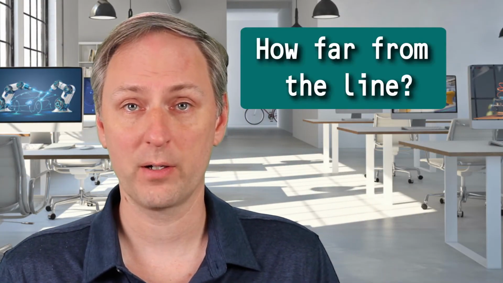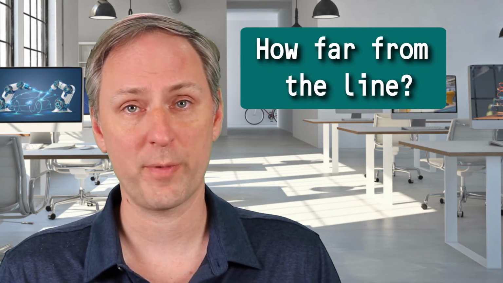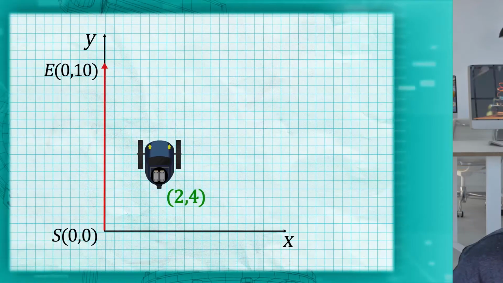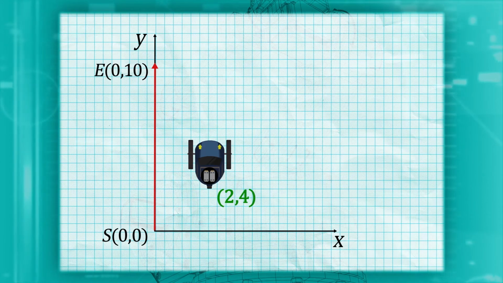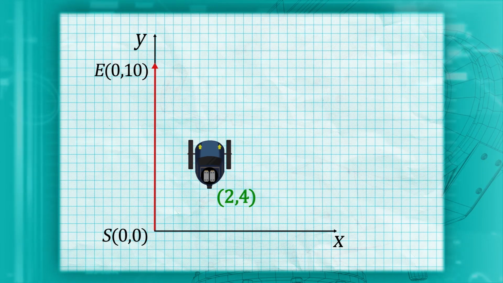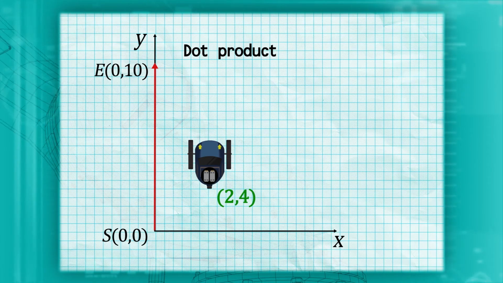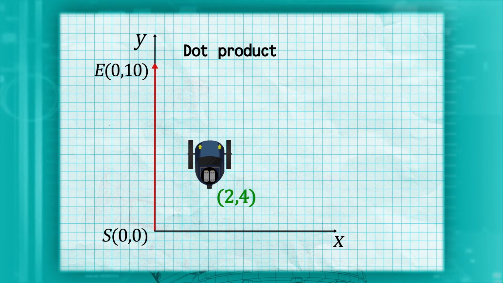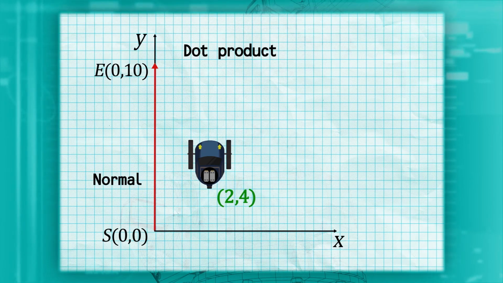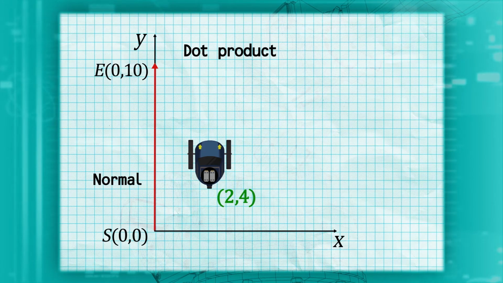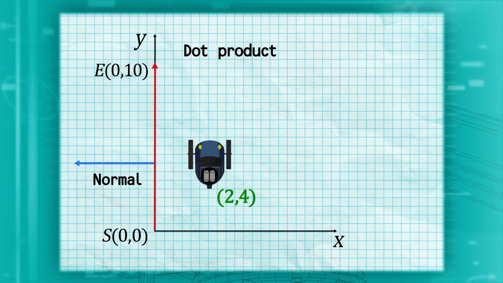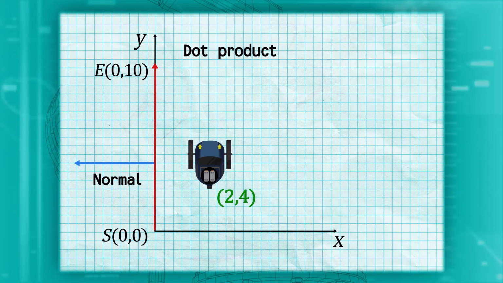Now that we know what side of the trajectory we are on, we still need to know how far from the line we are. We can use the vector form of a line to find this distance. We will use 2 new concepts to find this distance. First, the dot product allows us to multiply 2 vectors together to get a single number. The second is the normal to the trajectory. The normal is simply any other line that is perpendicular to our trajectory line.